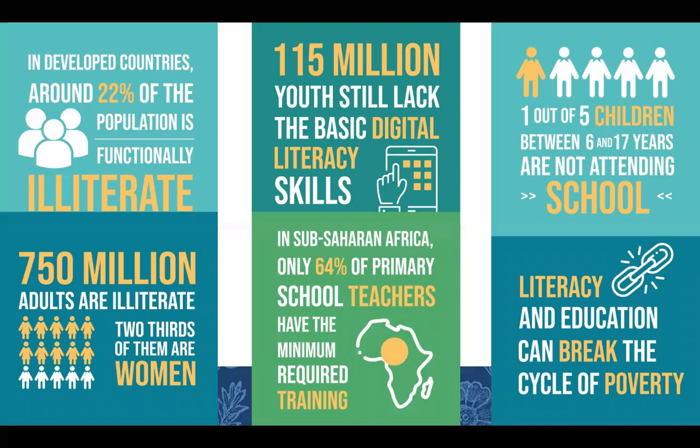Here are a few fast facts from the World Literacy Foundation. In developed countries, around 22% of the population is functionally illiterate. 750 million adults are illiterate, and 2/3 of them are women. 115 million youth still lack the basic digital literacy skills. In sub-Saharan Africa, only 64% of primary school teachers have the minimum required training. 1 out of 5 children between 6 and 17 years are not attending school. Literacy and education can break the cycle of poverty.